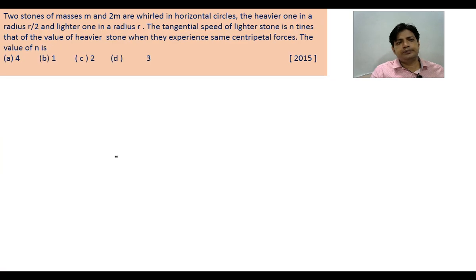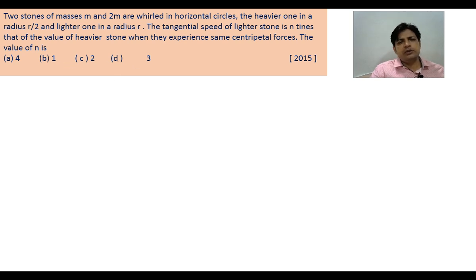Ninth one, two stones of masses m and 2m are whirled in horizontal circles. The heavier one in radius r by 2 and the lighter one in radius r. The tangential speed of the lighter stone is n times that of the heavier stone when they experience the same centripetal forces. So the centripetal force acting on both the masses is the same. Question is, the value of n is.